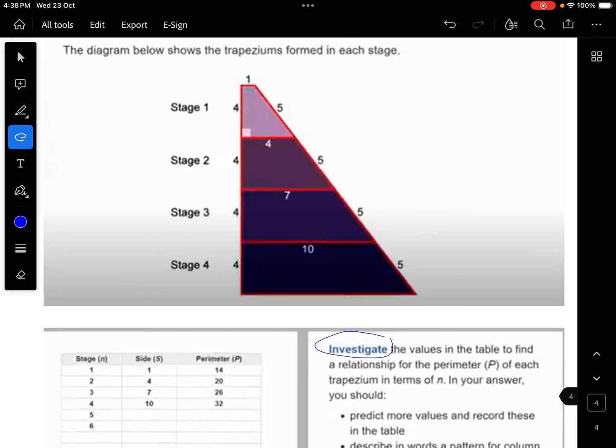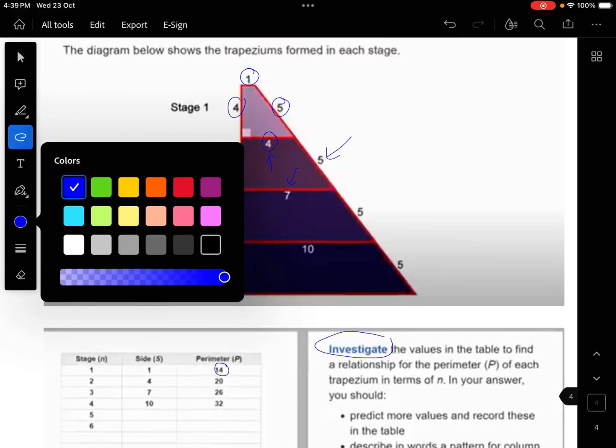Now for stage 1, the perimeter is just adding the 4 numbers. That should give me 14 if you add up these 4 numbers here. In stage 2, again, you would just add up this 4, this 4, this 5, and this 7. So pretty straightforward, you're just adding the 4 sides of the trapezium in each stage. Now the only thing that you probably would have realized is that when it comes to stage 1, I'll just use a different color here.